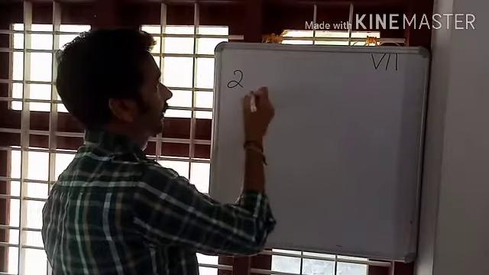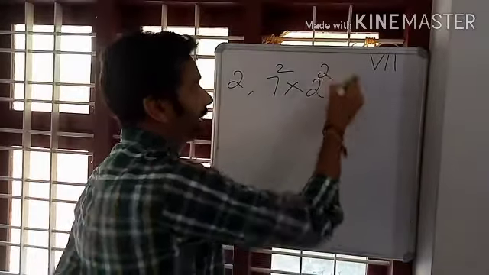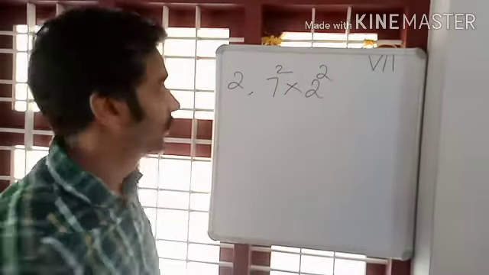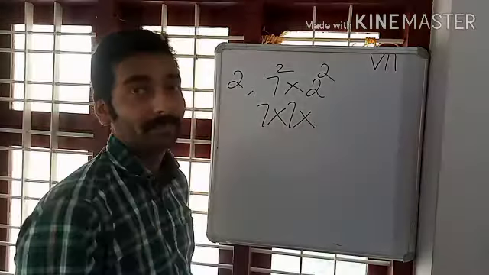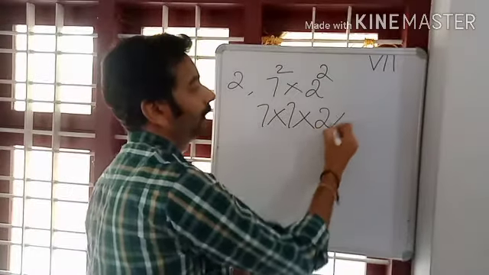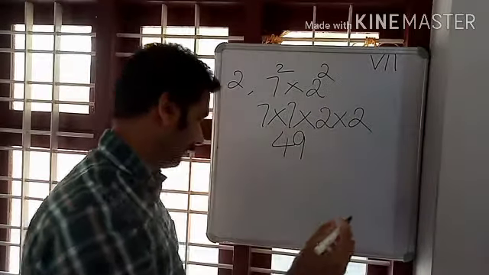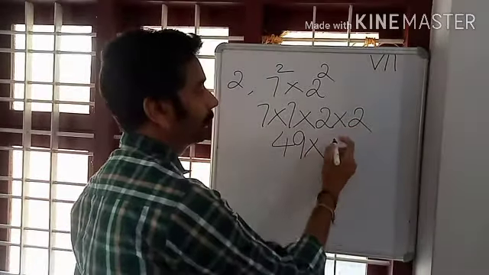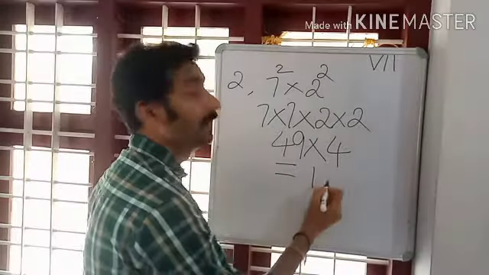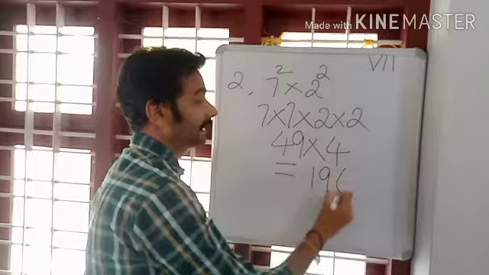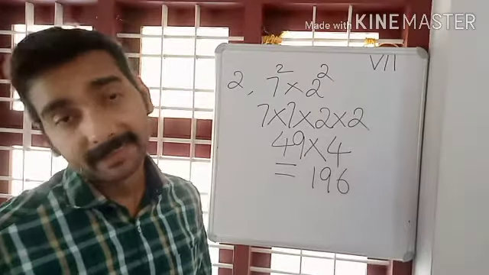Second one, 7 squared into 2 squared. 7 squared means 7 into 7, and 2 squared means 2 into 2. 7 into 7 is 49. 2 into 2 is 4. 49 into 4 is 196. Clear?